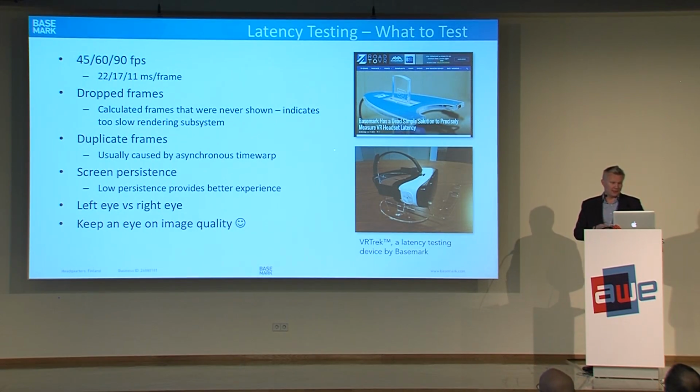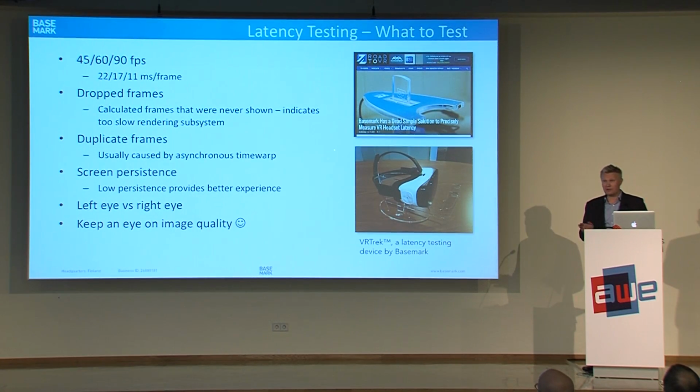So, what to test in latency? First of all, we need to be aware of the HMD's vsync limit. Some devices have 90 FPS, that's what they expect, but they can drop to, say, 45 if the rendering system is not able to keep up. Yet again, some systems work at 60 FPS. These translate so that 45 FPS means 22 milliseconds per frame, 60 is 17, and 90 is 11 milliseconds per frame.